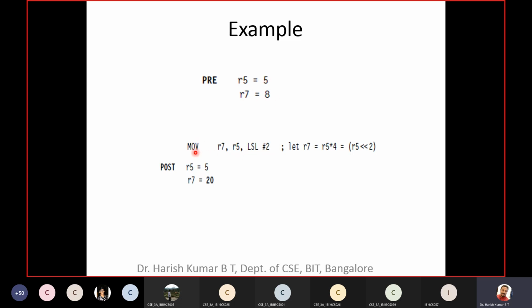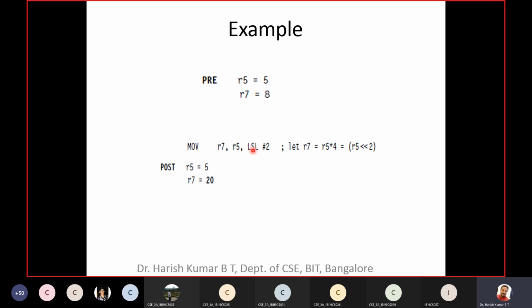Now I'm writing this statement: MOV R7, R5 with a shift. R7 is my destination register. R5 is my source register. In my source register right now I have the value 5. Now on the value present inside the register R5, I need to perform a logical shift left.